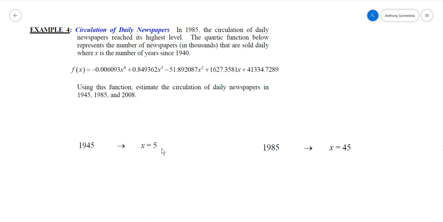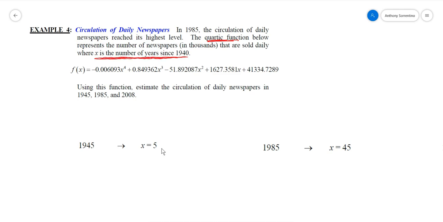Circulation of daily newspapers. In 1985, the circulation of daily newspapers reached its highest level. The quartic function, so again, they're throwing out a word here, which simply means a degree 4 polynomial, which I can clearly see in the polynomial function they give us, represents the number of newspapers in thousands that are sold daily, where X is the number of years since 1940. Very important.